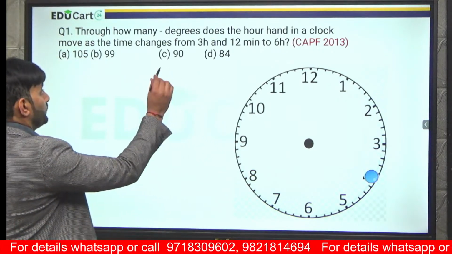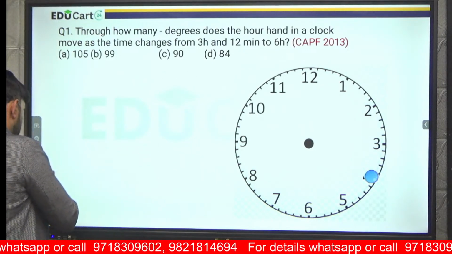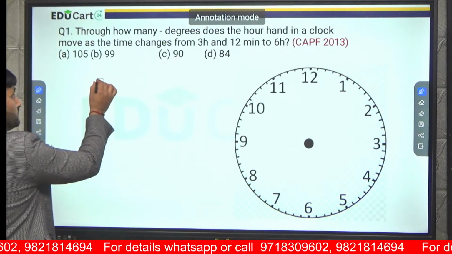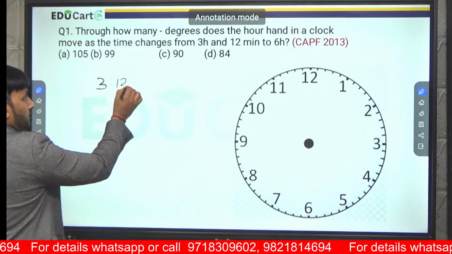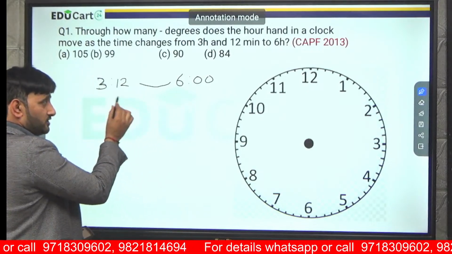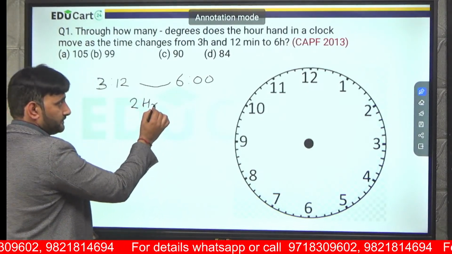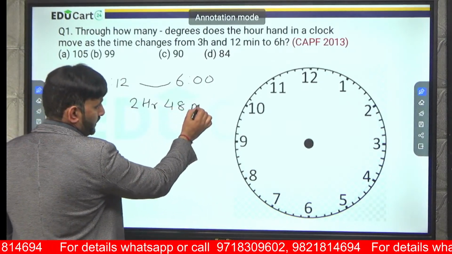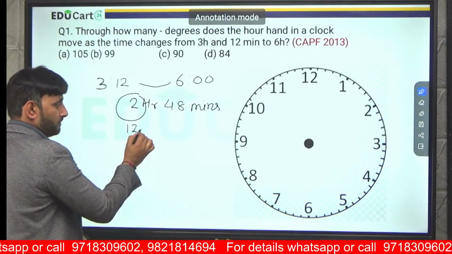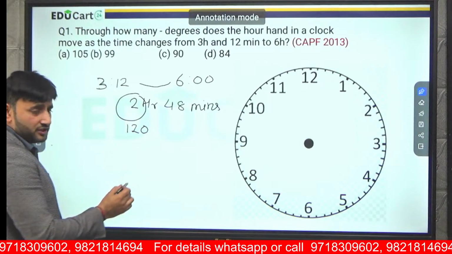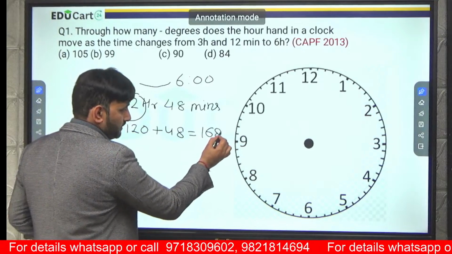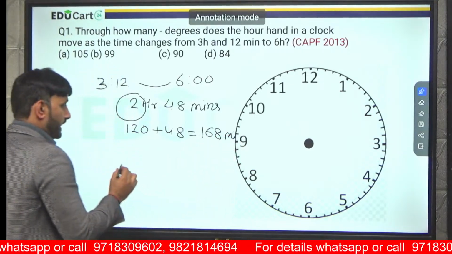From 3:12 to 6 o'clock, what is the time? This is 2 hours and 48 minutes. My dear, the 2 hours can be written as 120 minutes. 1 hour is 60 minutes, so 2 into 60 is 120, plus 48, that is equal to 168 minutes. So the time is 168 minutes.